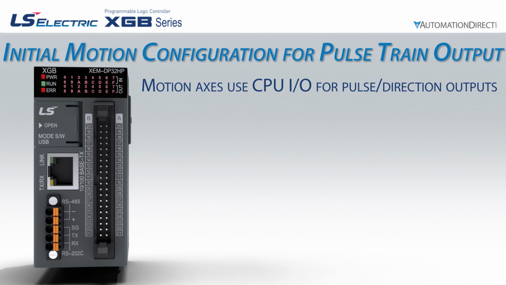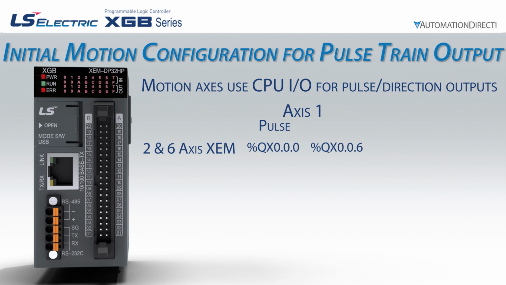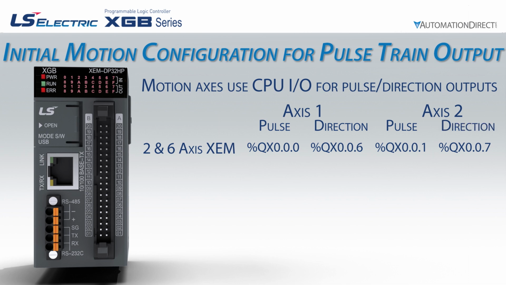It is also important to note that those outputs are hard-coded for specific axes. For the XEM CPU, axis 1 will always be %QX0.0.0 for pulse, and %QX0.0.6 for direction. Axis 2 will always be %QX0.0.1 for pulse, and %QX0.0.7 for direction. If we are using an H2 variant, all other output points are standard outputs.